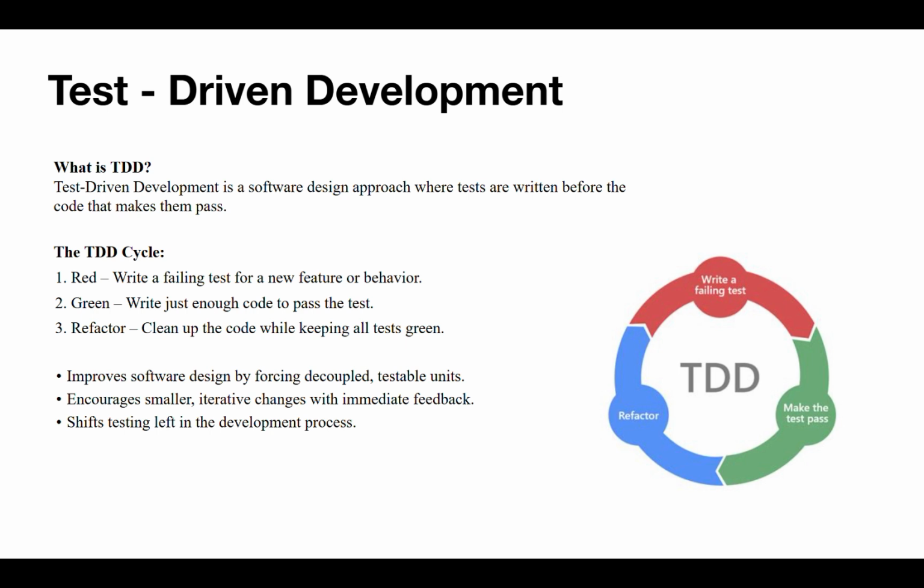This cycle, red, green, refactor, promotes better design, leads to more modular, maintainable code, and it acts as a form of specification. Your test defines the expected behavior, and your code fulfills it. This ensures alignment between business requirements and implementation from the start. So, it does improve software design by forcing decoupled units.